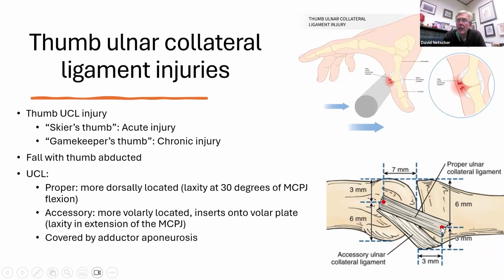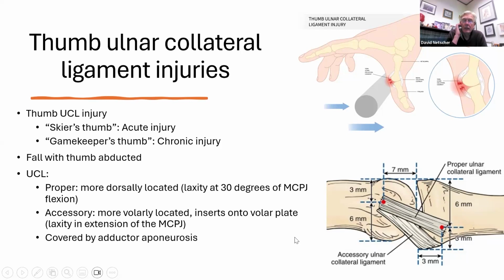Here it's important to define whether you've got a partial or a complete tear, and there are two components to the ulnar collateral ligament. This is the proper collateral ligament, and then the one that goes to the volar plate is called the accessory collateral ligament. So when you're testing for stability of the joint, you test it in both neutral, in extension, and you test it at 30 degrees of flexion. Because if you are unstable at 30 degrees of flexion, then the proper ligament is gone. And if you are unstable in full extension, then the accessory ligament is torn. And if you're unstable in all positions, then both ligaments are torn.